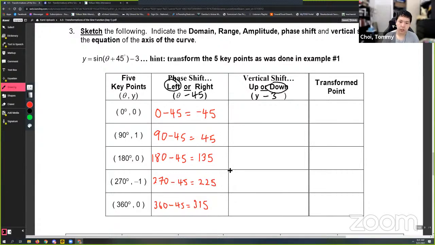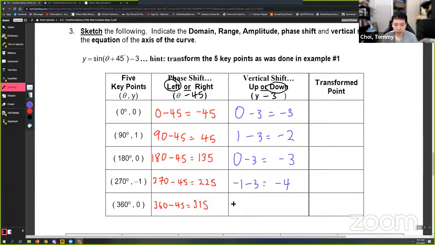Okay. So that's going to be our phase shifts here. For the vertical shift, we take our y value and we do exactly as it tells us. So it's minus 3. 0 minus 3 is negative 3. 1 minus 3 is negative 2. 0 minus 3 is negative 3. Negative 1 minus 3 is negative 4. And 0 minus 3 is negative 3.